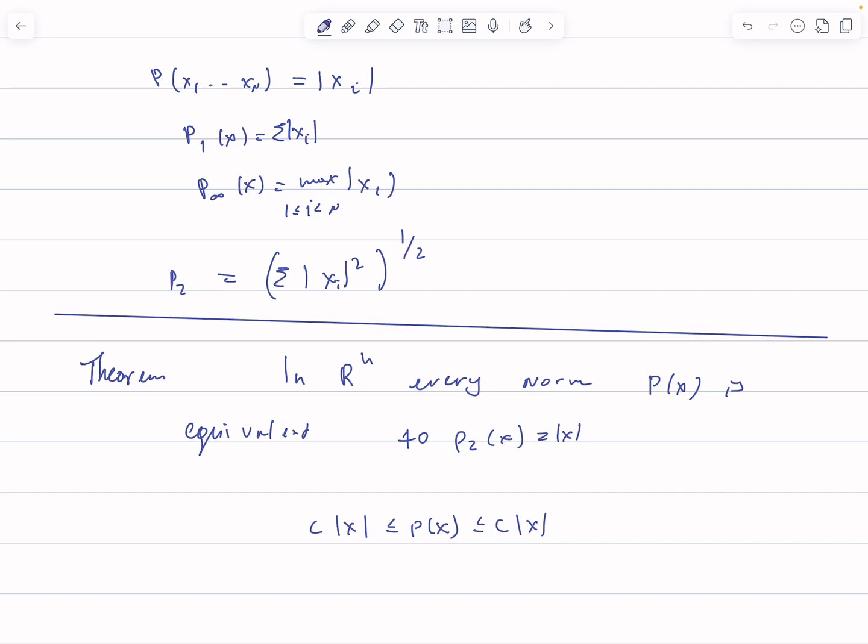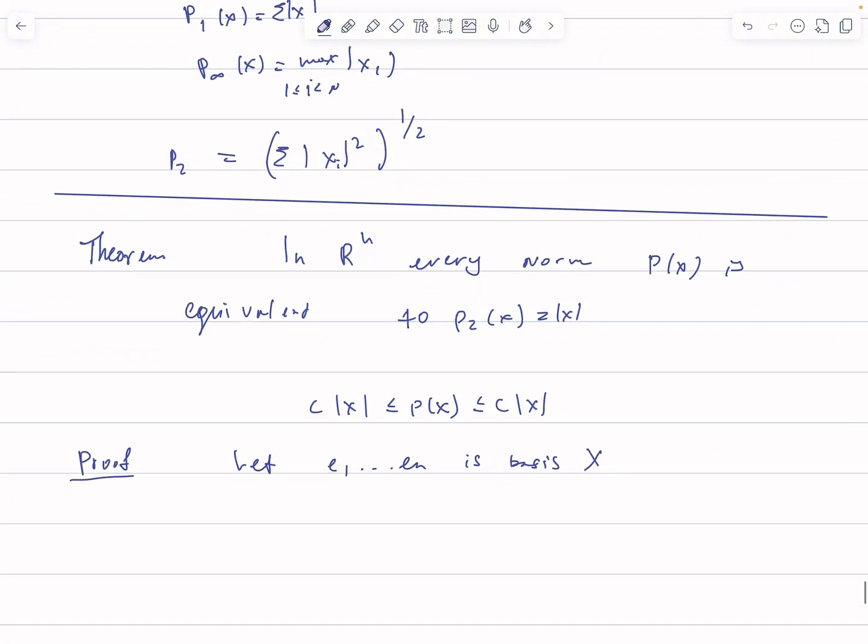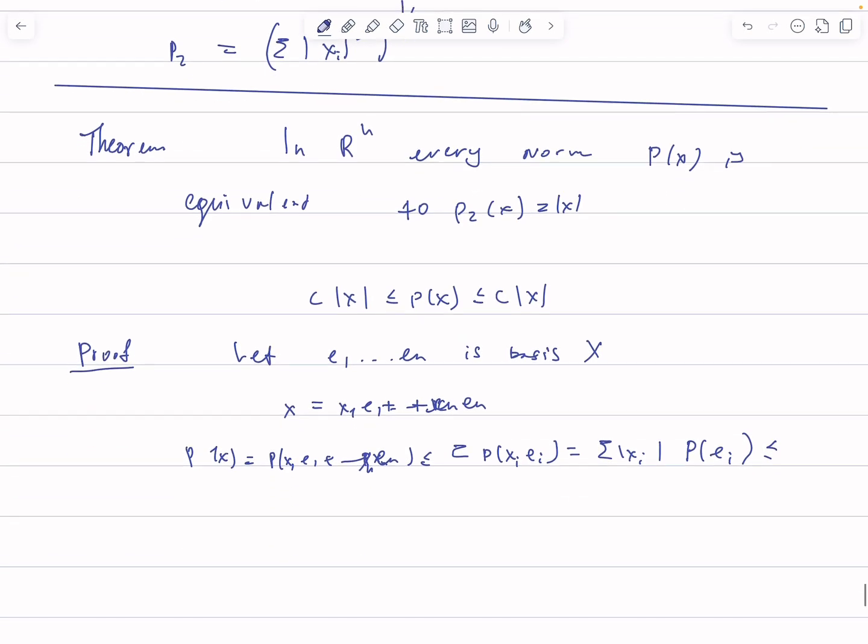Okay, let's prove it. Let a1, ..., an be a basis in X, so I can write all x like x1 a1 plus ... plus xn an. So P of x is equal to P of x1 a1 plus ... plus xn an. This is less than or equal to the sum of P of xi ai, which is equal to the sum of the absolute value of xi times P of ai. We know an inequality, Cauchy, for example.